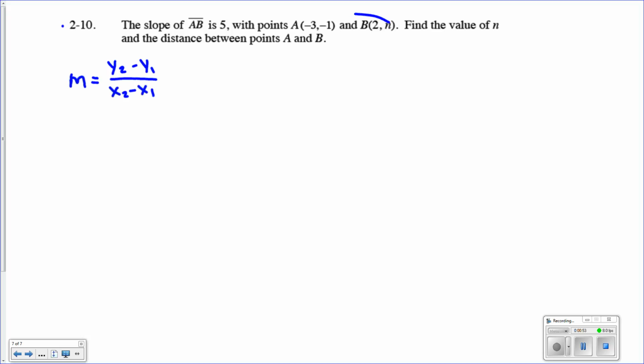If I wanted to say n minus -1 over 2 minus -3, we would end up with a slope of 5. So let's substitute the things we know and see if we can solve this equation. If we know the slope is 5, let's put 5 in for m. So 5 equals, we'll call this point 2, n minus -1 over 2 minus -3.